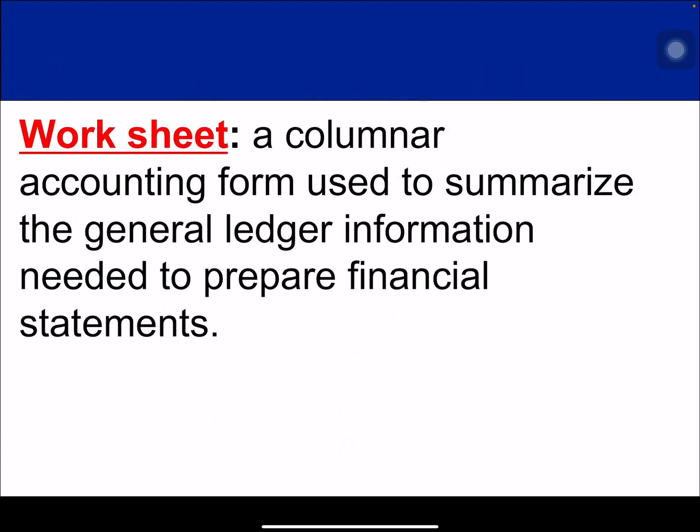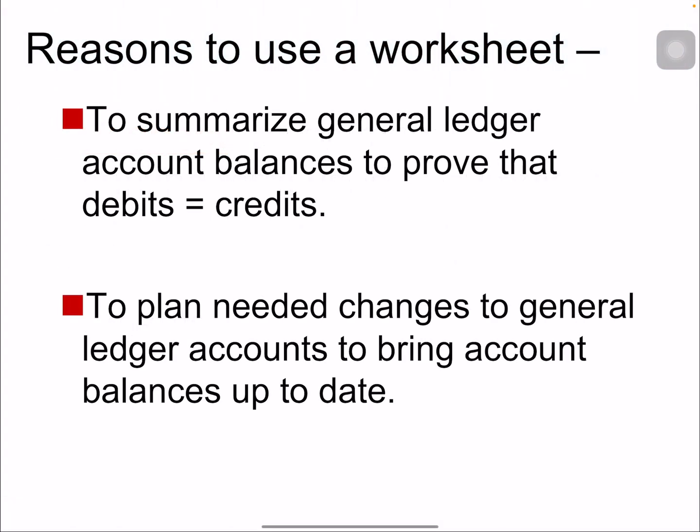A worksheet is an accounting form used to summarize the general ledger information needed to prepare financial statements. Remember, we posted into our general ledger. Now we're going to take that general ledger and summarize it into what's called a worksheet. The reason you use a worksheet is to summarize general ledger account balances and to prove that debits equal credits. When you look through your general ledger, you want to make sure that your debits equal your credits, and your worksheet allows you to do that.